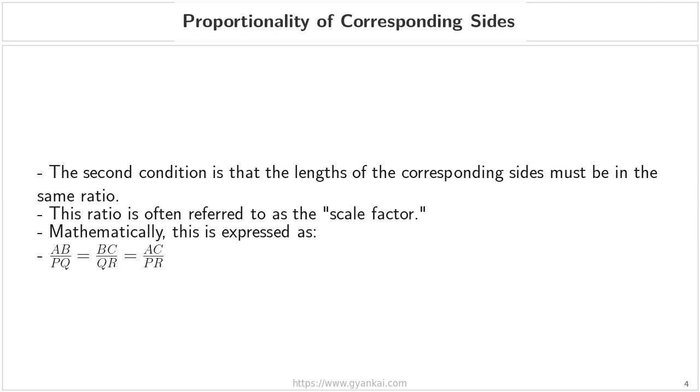To see how this works mathematically, let's look at the equation on the slide. We take the length of side AB and divide it by its corresponding side, PQ. Then we take side BC and divide it by side QR. Finally, we take side AC and divide it by side PR. For the triangles to be truly similar, all three of these fractions must be equal to one another. If even one of these ratios is different, the shape will be distorted, and the triangles will not be similar.